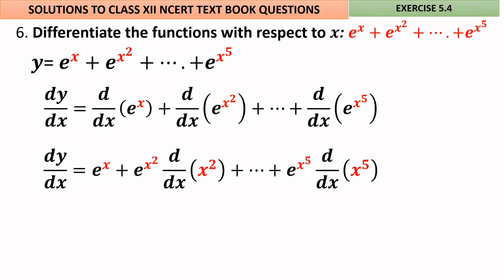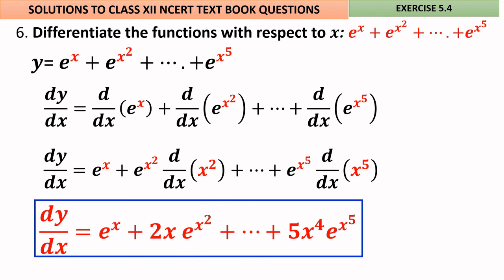The derivative of e power x square is e power x square into the derivative of x square. e power x power 5 will be e power x power 5 into the derivative of x power 5. Suppose the previous term is e power x power 4, that also gives e power x power 4 into d by dx of x power 4. But that is not shown here; we have written 'and so on'. Therefore it is e power x plus 2x is the derivative of x square, 5x power 4 is the derivative of x power 5.